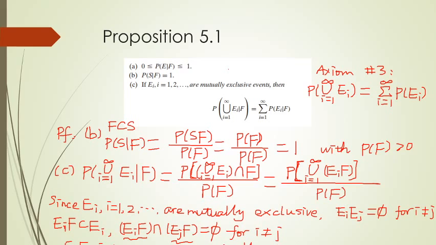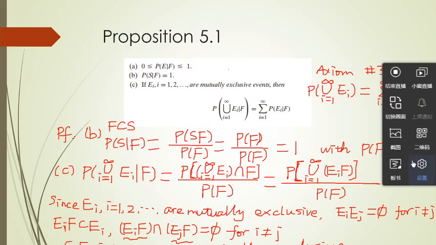Why do we need the mutually exclusive? Now let me just continue on another page. We stop here, right?